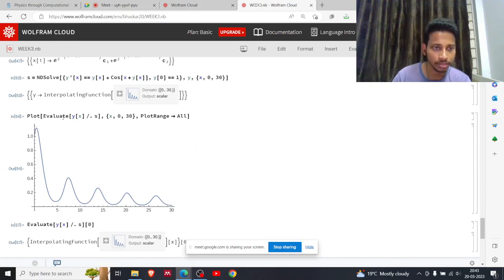Actually, this evaluate function generates the value and then it is plotted. So can Simplify give those values? No, Simplify will not work for this example. Simplify works only for an analytical solution of y of x. Oh, okay. Okay.